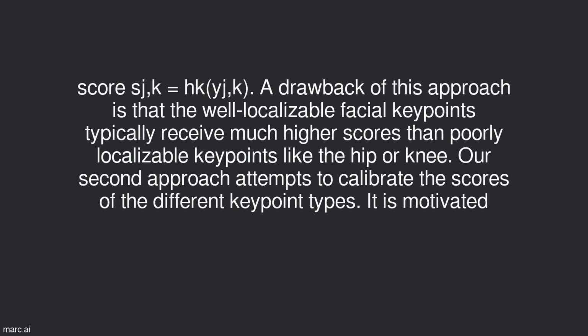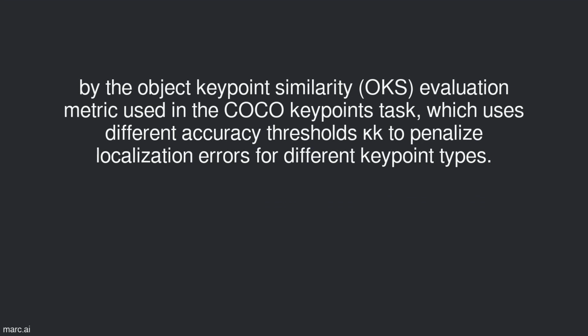Our second approach attempts to calibrate the scores of the different keypoint types. It is motivated by the object keypoint similarity (OKS) evaluation metric used in the COCO keypoints task, which uses different accuracy thresholds kappa_k to penalize localization errors for different keypoint types.